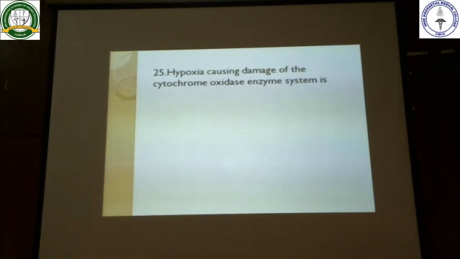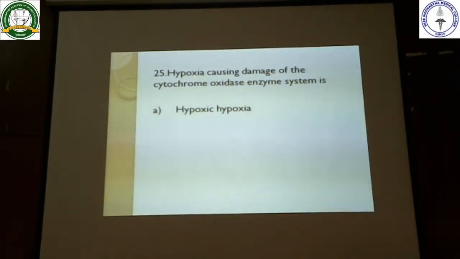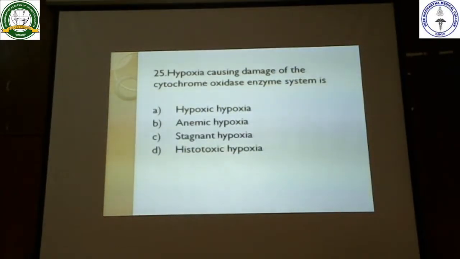The last one is histotoxic hypoxia. Even though the partial pressure of oxygen is normal, the hemoglobin concentration in the body is normal, and the circulation is normal, the tissue cannot utilize oxygen because of some abnormalities. For example, if there is cytochrome oxidase enzyme system inhibition, the tissue cannot utilize the oxygen that is there in the surroundings. That is called histotoxic hypoxia. So the options are hypoxic hypoxia, anemic hypoxia, stagnant hypoxia and histotoxic hypoxia. The answer is histotoxic hypoxia.